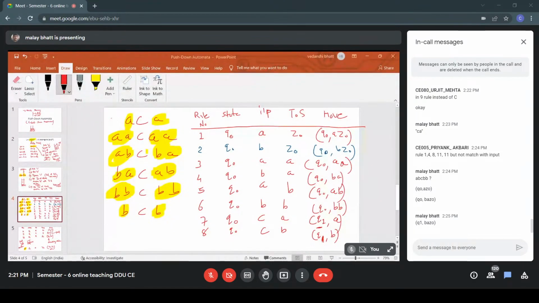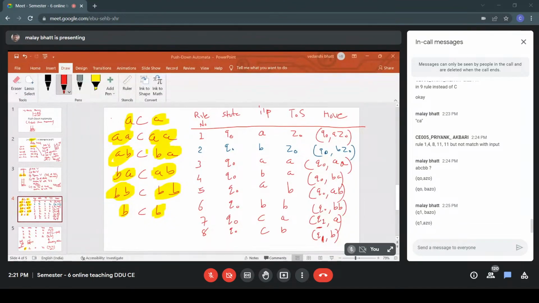As per rule 11, Q1 AZ0, because we are cancelling the input B with the top of the stack B. Now Q1 AZ0 is with us and input is B. So which rule is applicable?